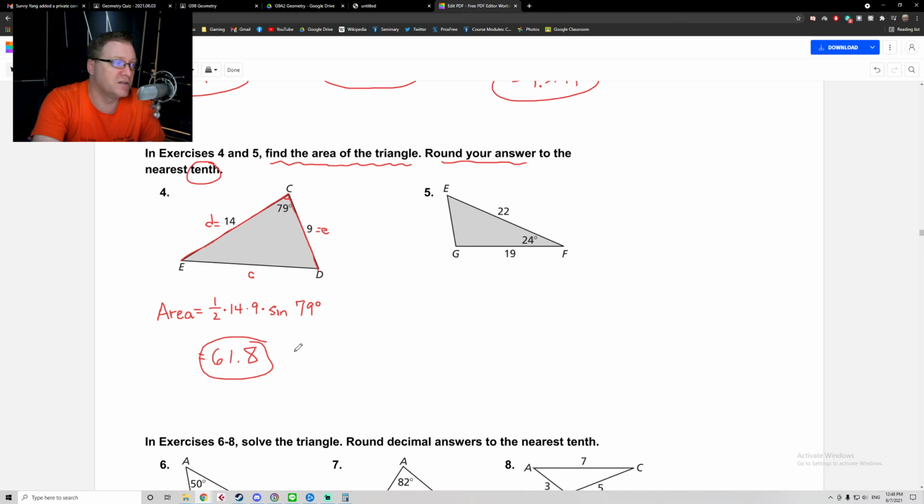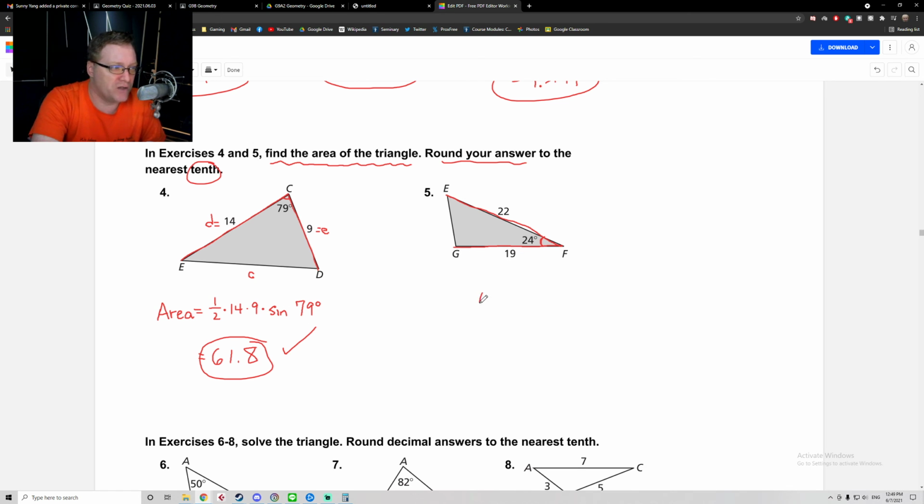And that's it. That's all you have to do. Okay. Then next, let's look at number 5. Again, what do we know? Well, we know this side is 22. We know this side is 19. And we know the angle between the two sides. If they told us this angle, we can't do it. But because they tell us the angle that's between these two sides, then we can use the area formula, all right?